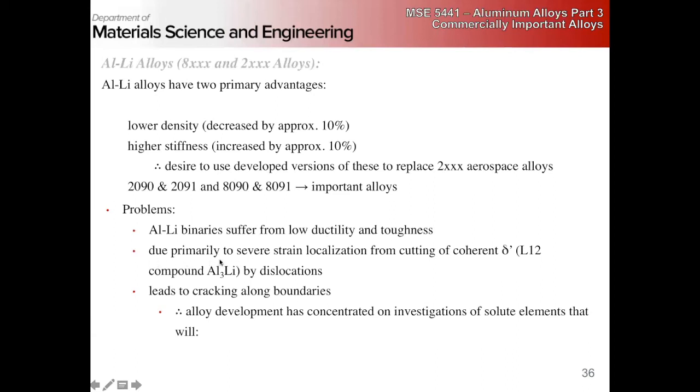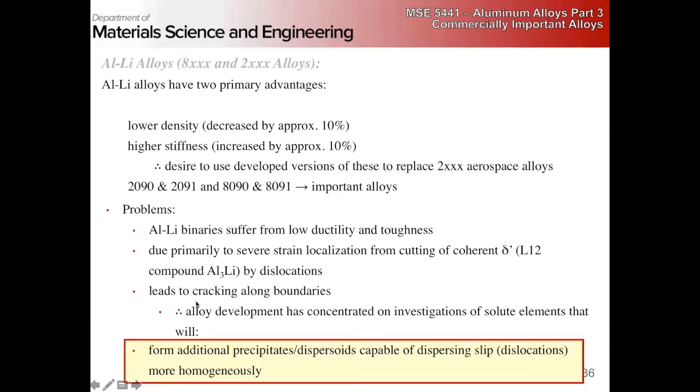Right? We have severe strain localization from cutting these coherent delta prime particles by dislocations, the L12 structure, aluminum 3 lithium. So anytime we have strain localization, we have issues with cracking. So we get cracking along boundaries. So we want to focus on development of including solute elements that will form additional precipitates that are capable of dispersing slip more homogeneously.